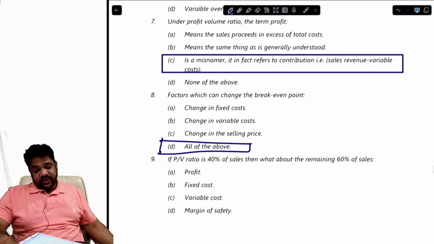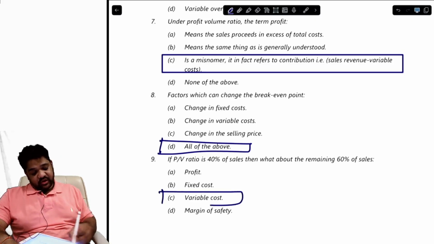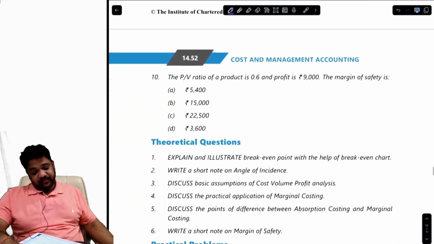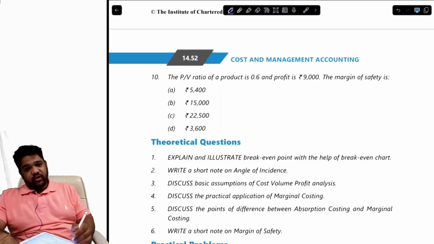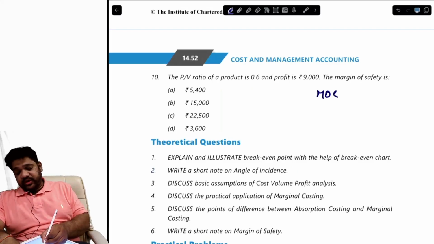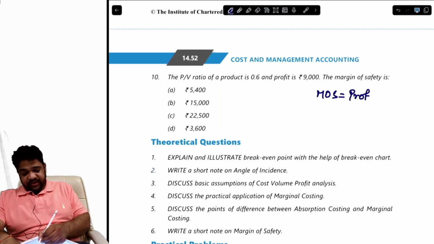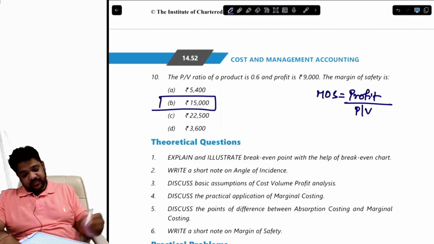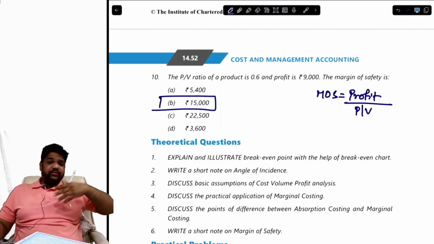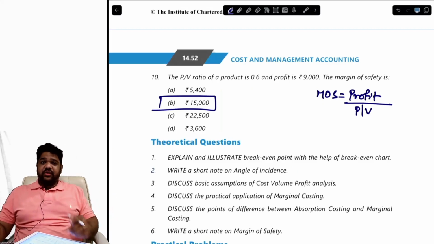If PV ratio is 40% of sales, then what is the remaining 60%? It is variable cost. No need to check. PV ratio is 0.6 and profit is 9,000. Margin of safety, MOS, we know it is profit upon PV ratio. So 9,000 upon 0.6, I think this should be 15,000. And very good, yeah. In 5-6 minutes, we have completed all of it. So that's it in this chapter. Let's start the next one.